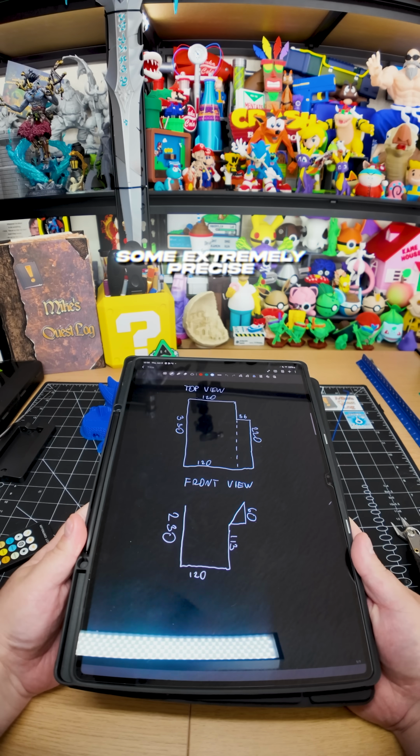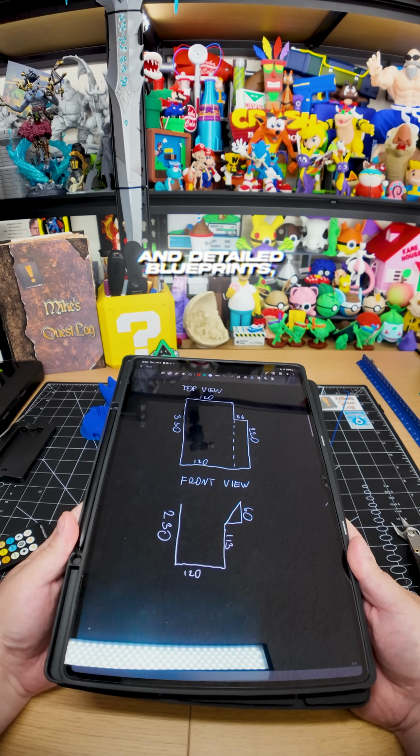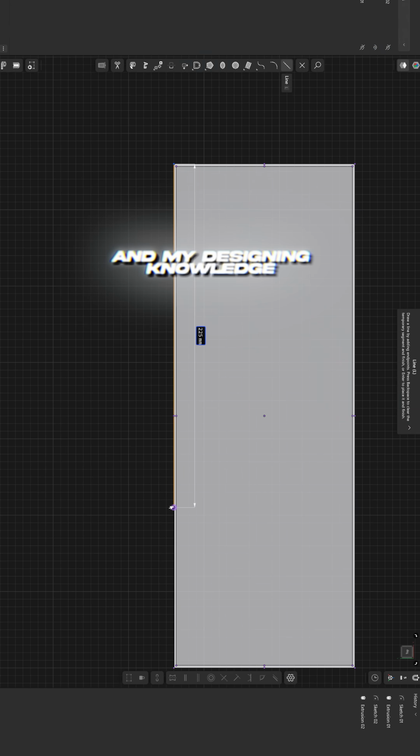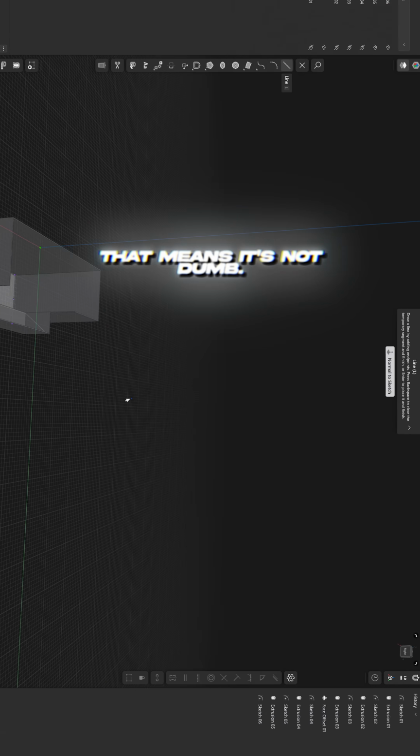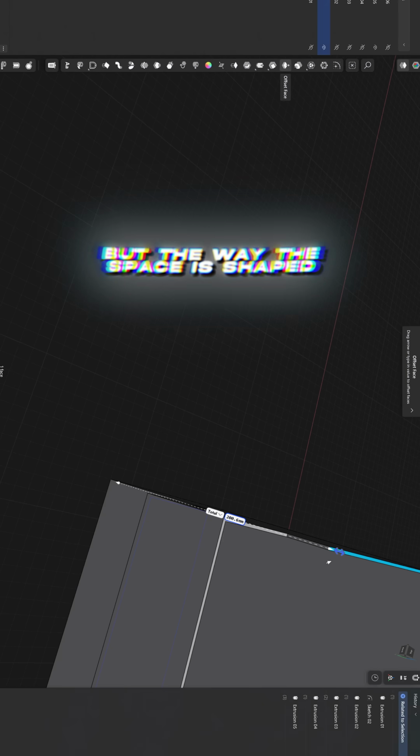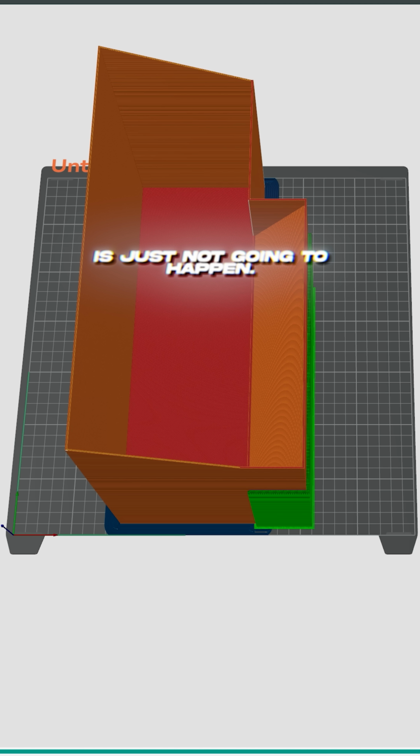I quickly made some extremely precise and detailed blueprints. My designing knowledge and abilities are very limited. If it looks dumb but it works, that means it's not dumb. And I tried to minimize supports, but the way the space is shaped is just not gonna happen.